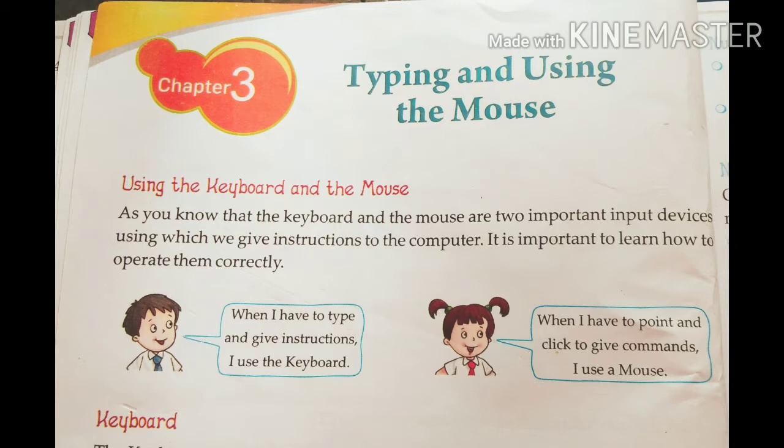You can see on your screen a girl and a boy. Boy is saying, when I have to type and give instruction, I use the keyboard. And girl is saying, when I have to point and click to give commands, I use a mouse. It means keyboard is used for typing and mouse is used for pointing and clicking.